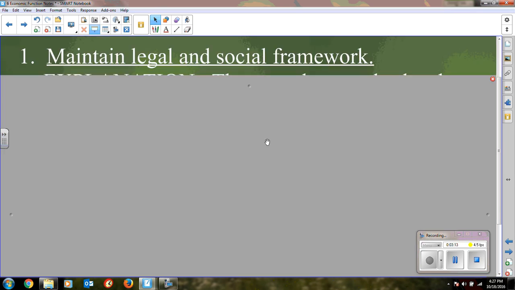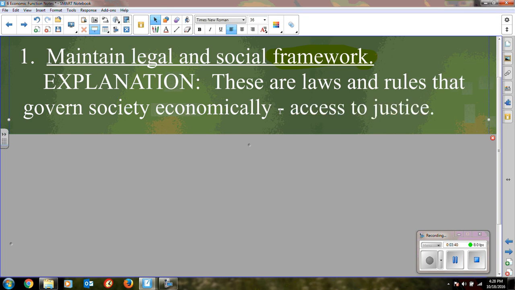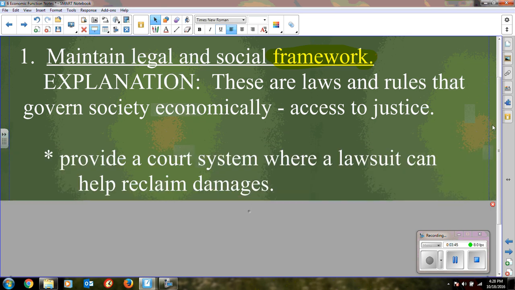Now, this probably looks a lot like maintaining social order. And it is, except for this word, okay? Highlight this word, framework, okay? So yes, a government is supposed to maintain a social order, but they have to create a framework in order to do that. So when we're talking about this stuff, we're talking about things like access to justice, okay? So how do they do that? What are some examples of that? Like court systems, so that if you are injured some way, you have the ability to reclaim the damages, okay?